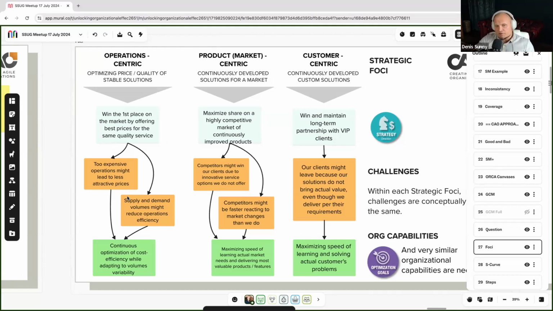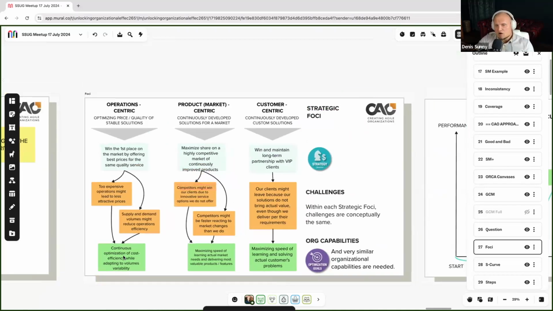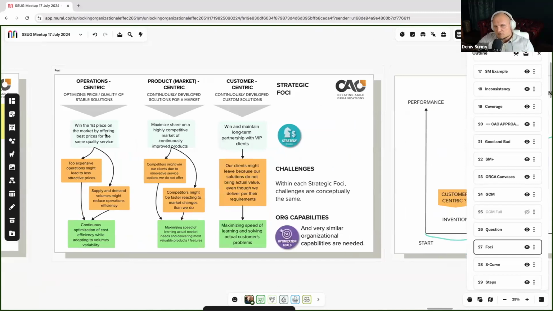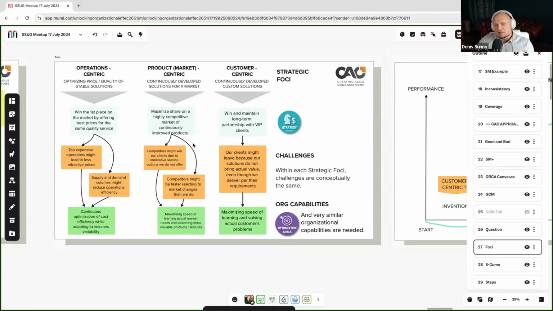That is also, well, if you think about this, there's some adaptability in it, right? Adapting to volume variability. But you actually can find even much more going deeper inside this cost efficiency optimization. So how does it really help us? Based on differentiating between those foci, you can identify where you can find those challenges for your specific business model, for your specific company. And again, this is just an example, but it can help you to find the organizational capabilities that might be necessary for you to overcome those challenges and maximize your company's progress towards strategic goals.